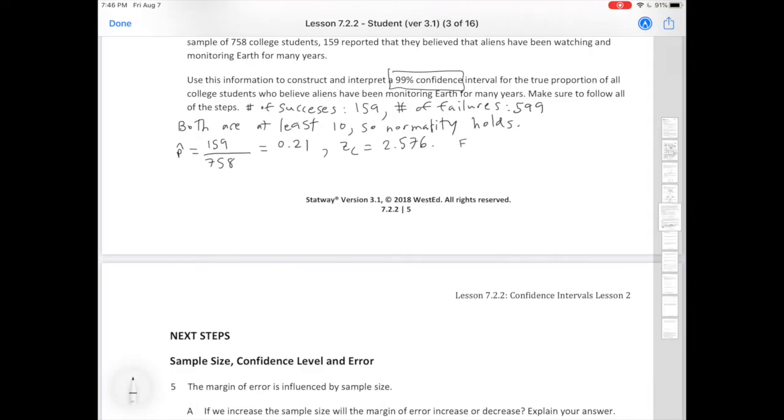2.576. Next, I want to do the margin of error. I know that that's equal to 2.576 times the square root of p hat times 1 minus p hat divided by, the sample size is 758.